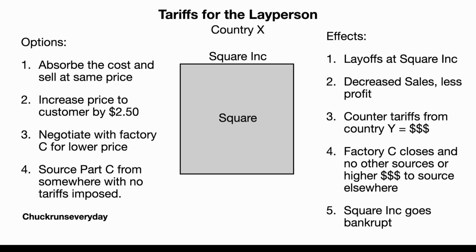Square Inc. could also end up bankrupt because now they cannot produce a square with all four parts, because there's no other factory that produces part C, and that could very well be one of the effects of this. So this in a nutshell is what tariffs could look like for a company that produces something.